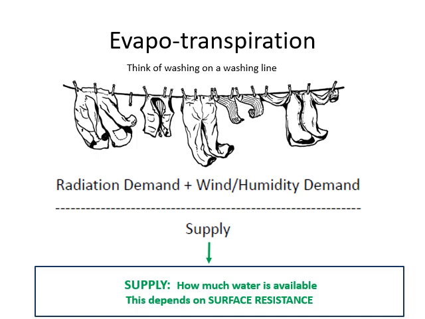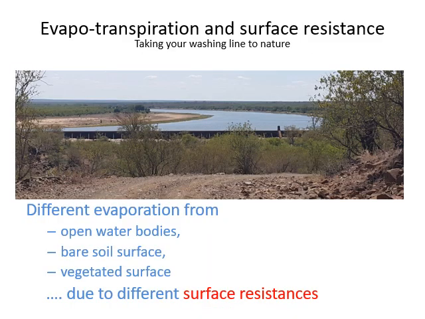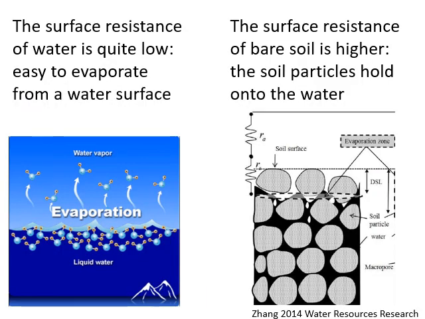Now let's try to use this understanding in relation to the natural world. Have a look at this picture. In this picture you've got an open dam, you've got some bare soil, and you've got vegetation. Essentially these three different land surfaces supply water to the atmosphere at different rates because they have different surface resistances. They all hold onto their water at different rates. If you pour water onto a surface, the puddle of water dries relatively quickly due to its low resistance. Water is readily supplied to the atmosphere.